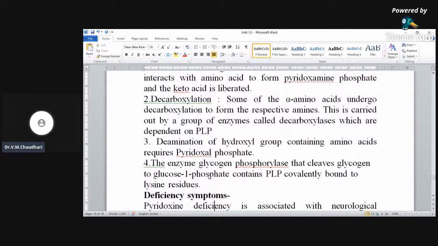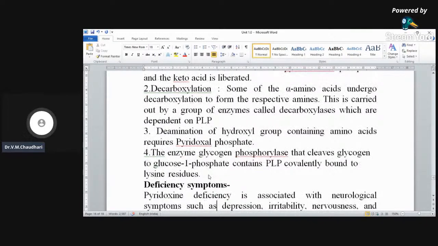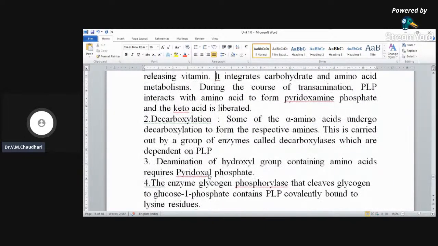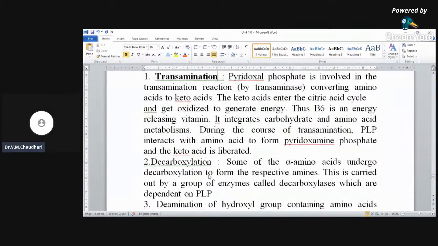So this pyridoxal phosphate, which is the derivative of vitamin pyridoxamine, is involved in the reaction of glycogen phosphorylase, which cleaves glycogen to glucose 1 phosphate. Then deamination of hydroxyl group containing amino acids also requires pyridoxal phosphate. Decarboxylation reaction also requires pyridoxal phosphate. Then the transamination reaction, the most important reaction of amino acid metabolism, requires pyridoxal phosphate.